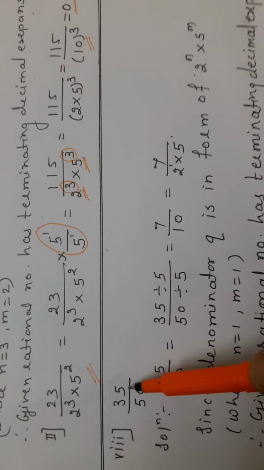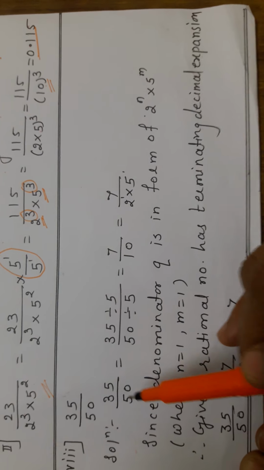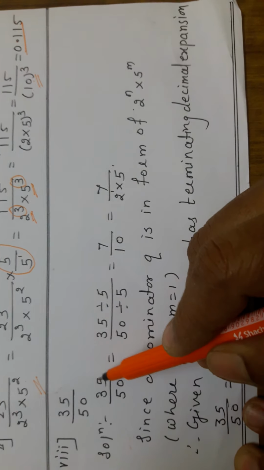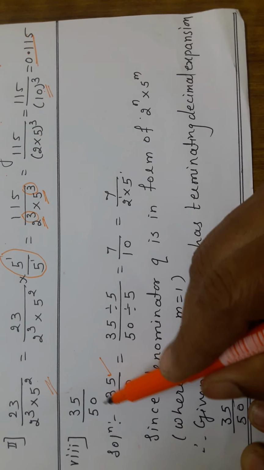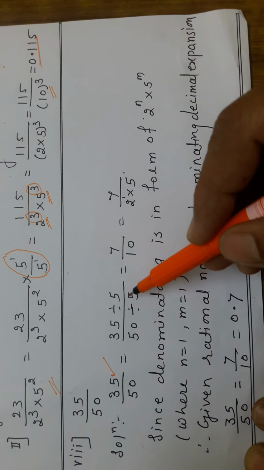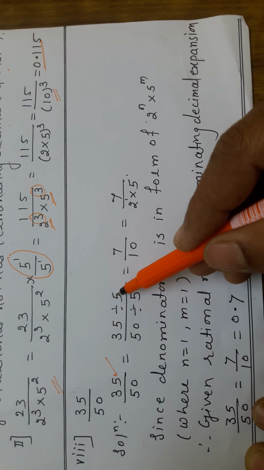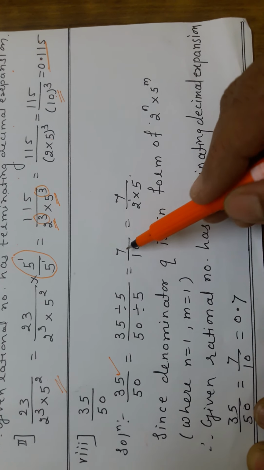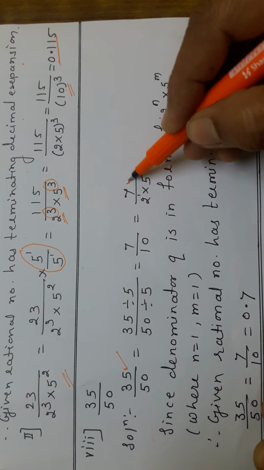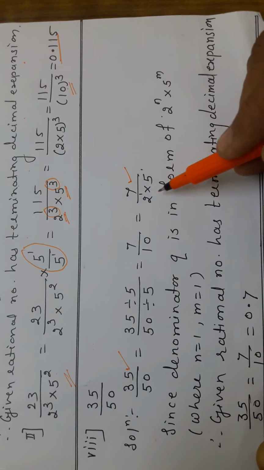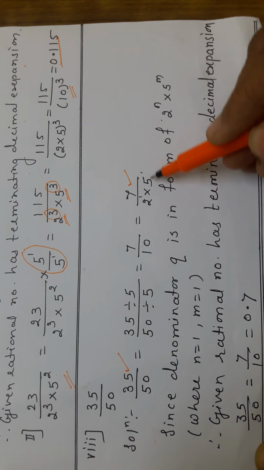The 8th one, 35 upon 50. Here 35 is not a prime number. That's why, since 35 and 50 are both divisible by 5, we will divide by 5. We got 7 by 10. 7 is a prime number and 10 can be written as 2 raised to the power 1 into 5 raised to the power 1.